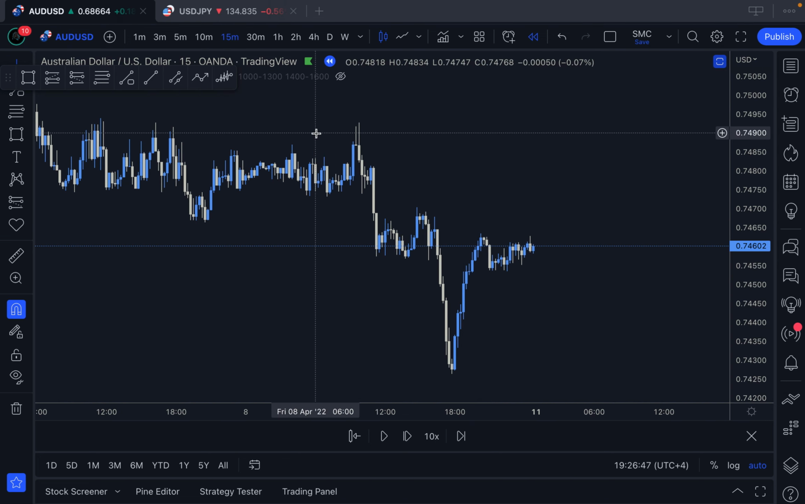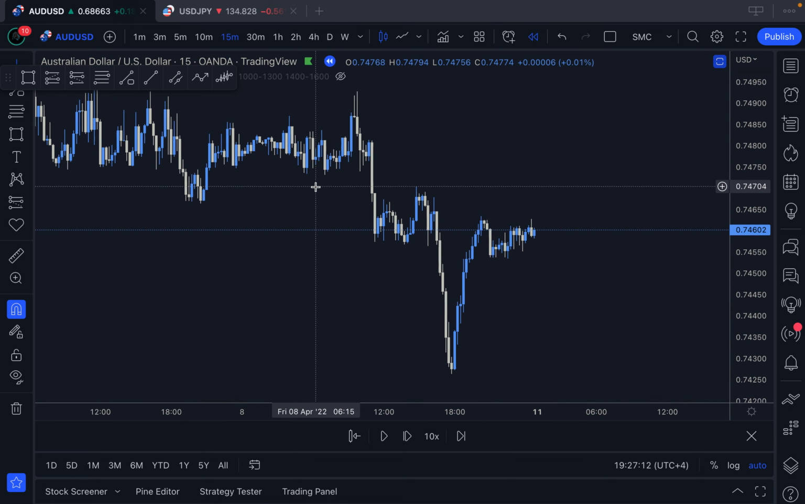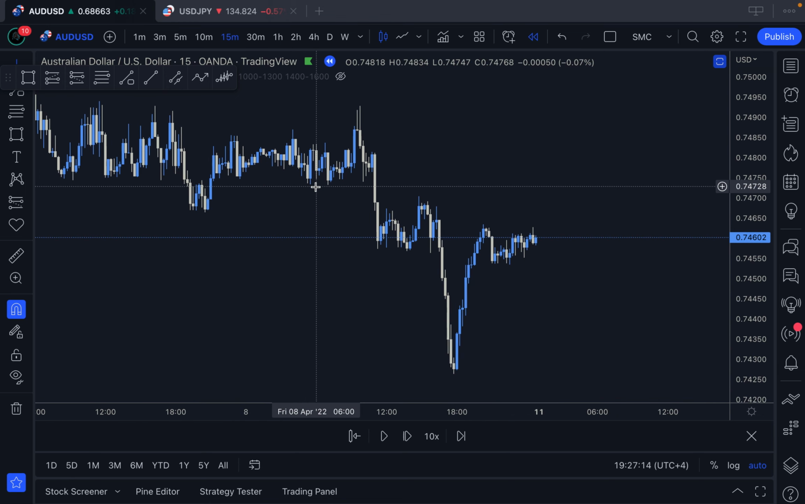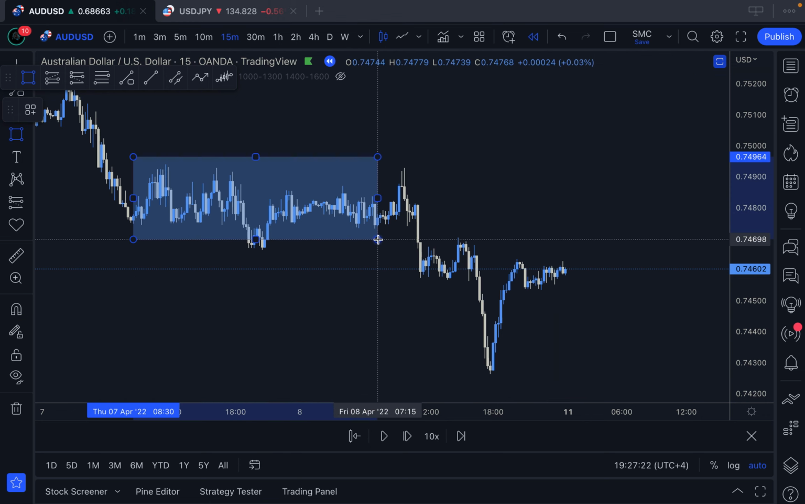Now we'll be finding a supply zone or demand zone only on 15 minutes time frame in this video. You can find your supply and demand zone on any time frame. It can be 5 minutes, it can be 1 hour, it can be 4 hour. It doesn't matter because structure is structure. So as long as you know how to look at the market structure, you can find your supply and demand zone pretty easily. So now this was the area in the market where the price was consolidating.